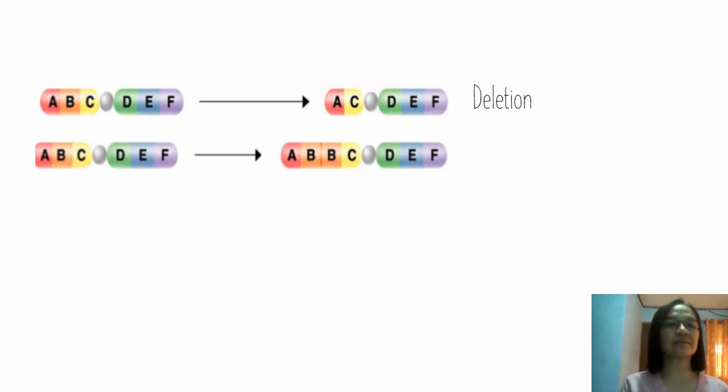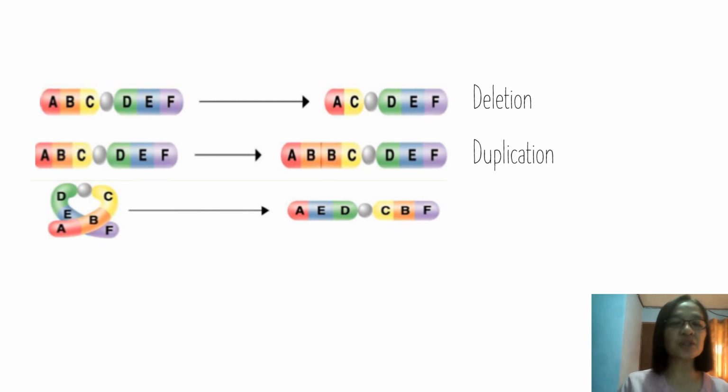Next one. Okay, observe again. Ano ang nangyari doon sa ating original na chromosome? Very good! Nagdalawa na yung letter B. Naging A, B, B, C, D, E, F. And that is what we call now duplication.